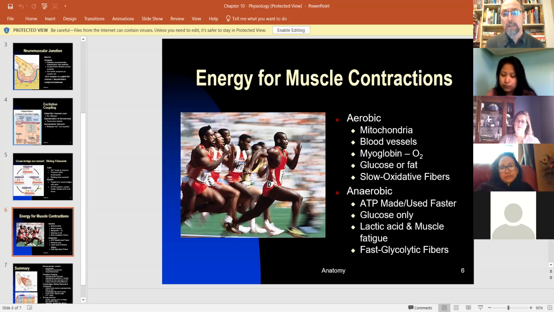They also don't really have much blood supply. They don't store myoglobin. They store glucose, but they fatigue quickly, really quickly. 10 seconds, 15 seconds, something like that.